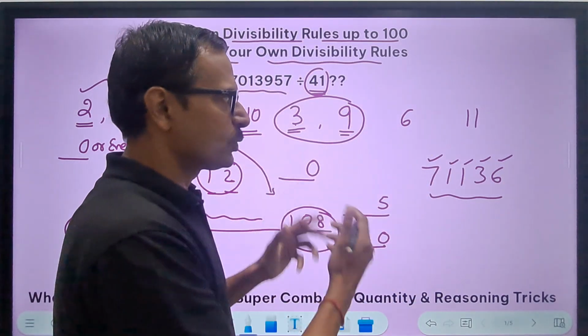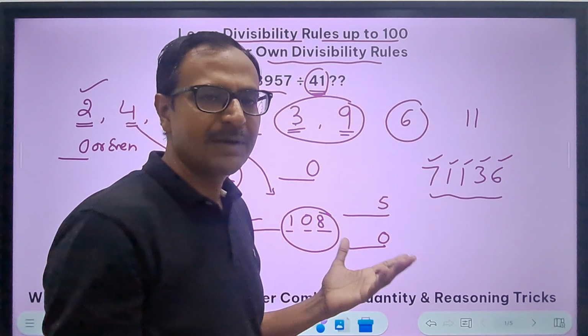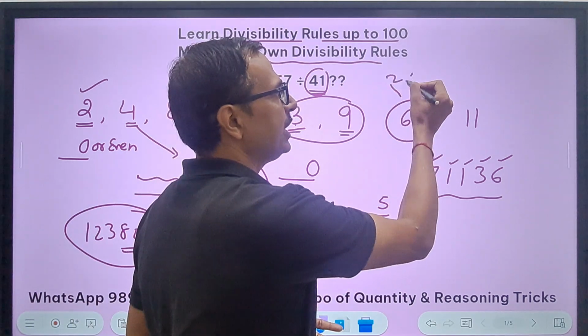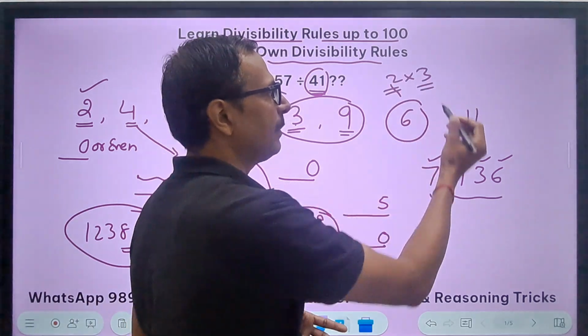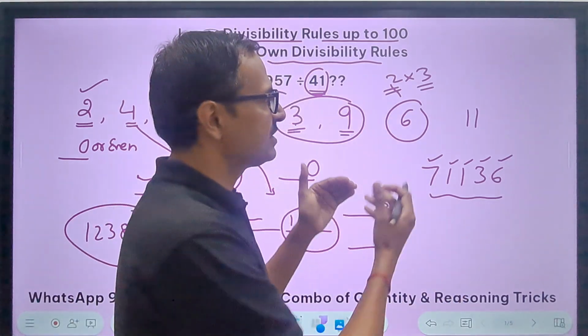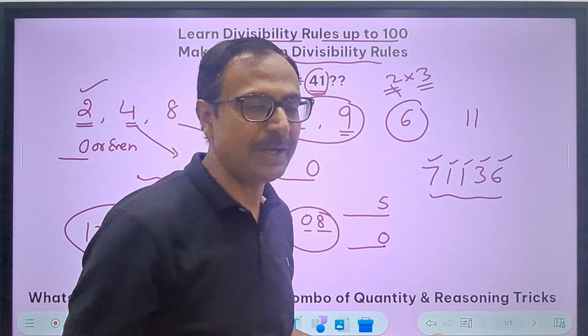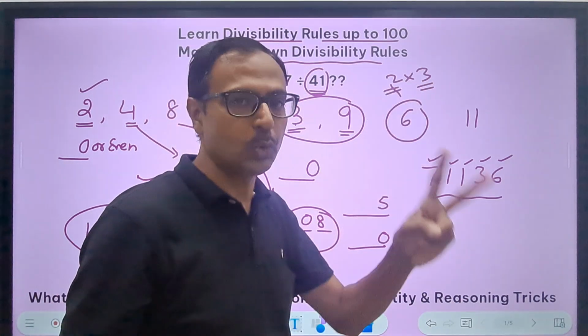I think you know all these rules. Then 6, because the factors are 2 into 3, and therefore if a number is divisible by 2 and by 3, then it is divisible by 6 also. It has to be divisible by both 2 and 3.